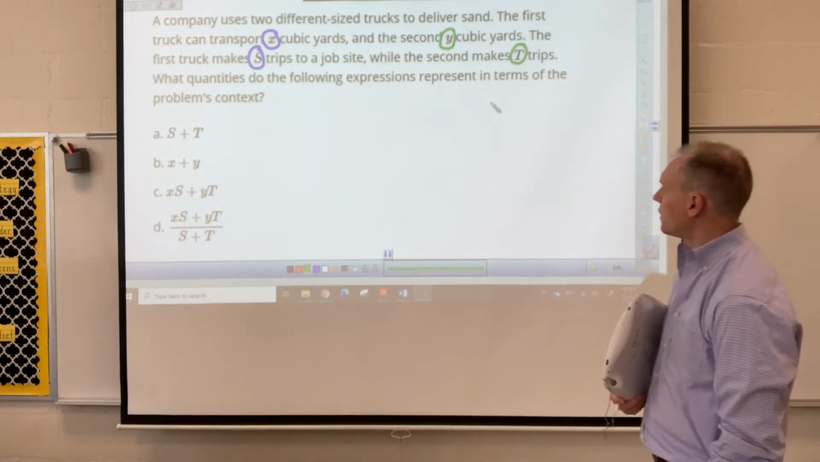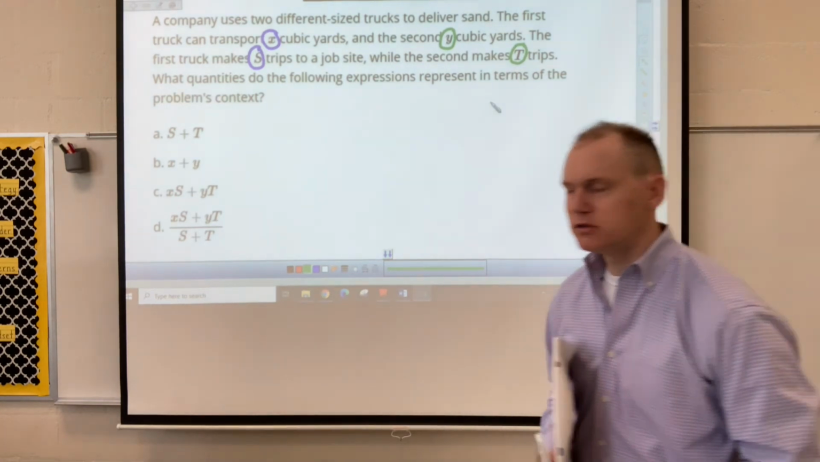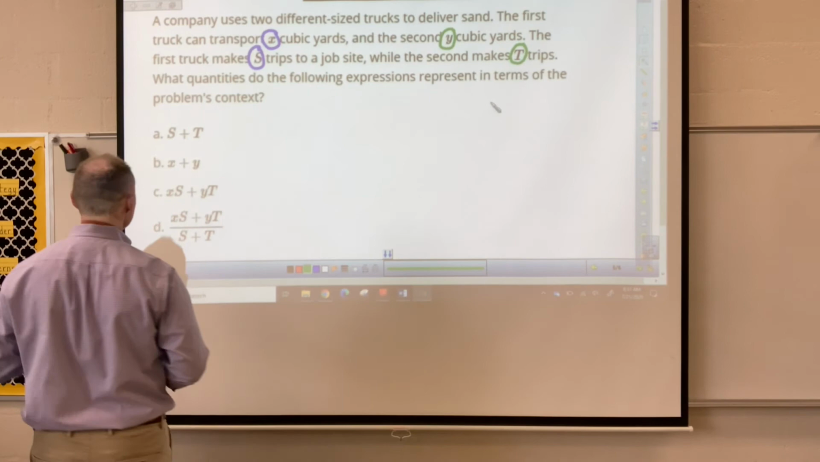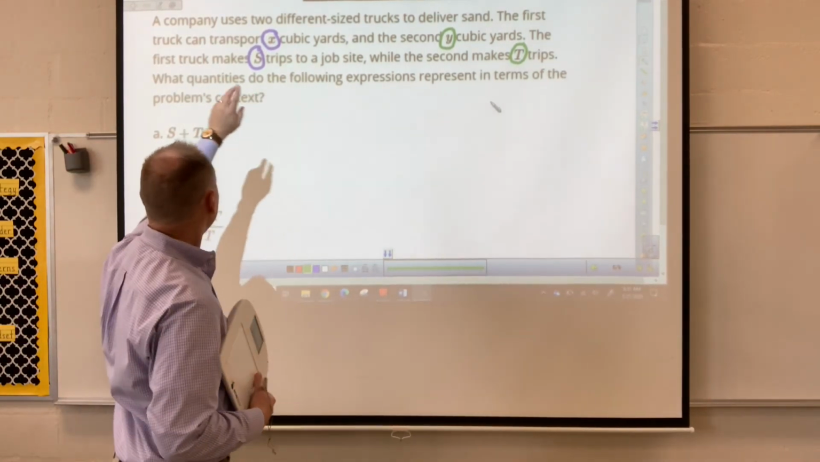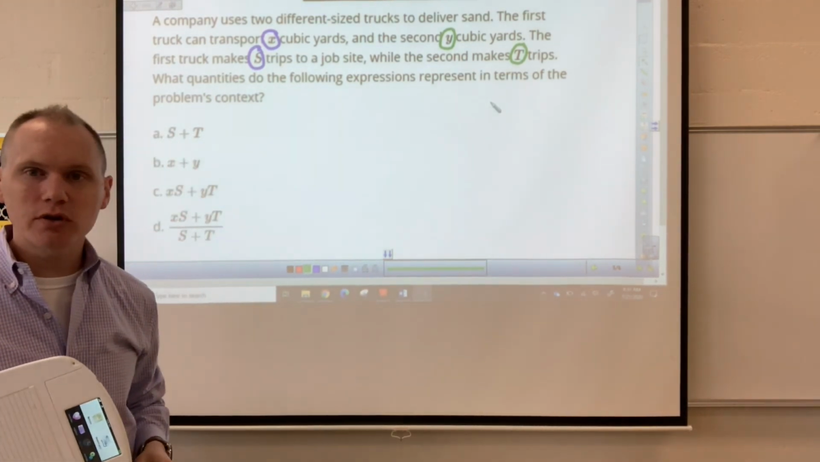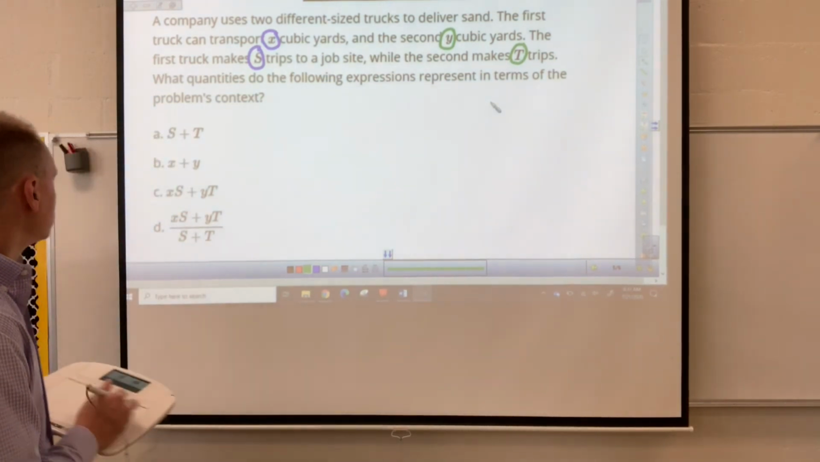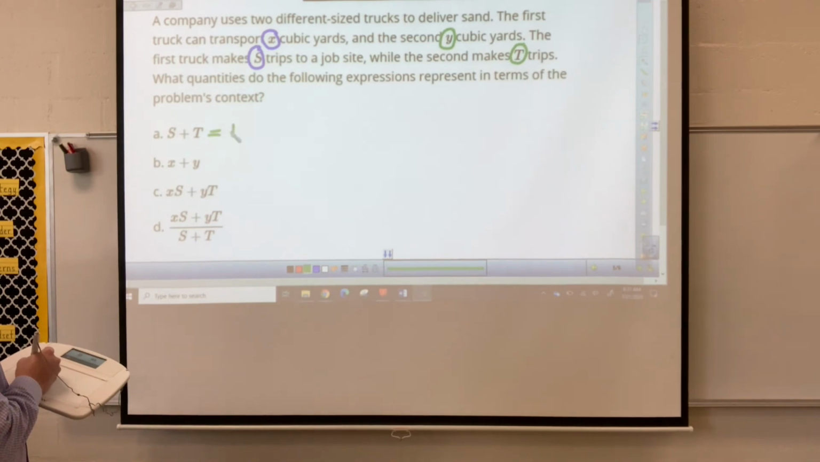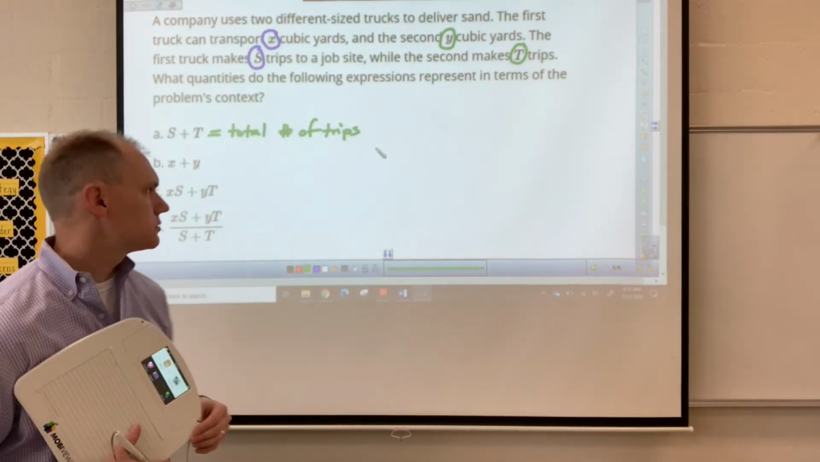What quantities do the following expressions represent in terms of the problem's context? So let's go through each one of these and see what we can come up with here. So S plus T. If the first truck makes S trips, the second truck makes T trips, S plus T would be the total number of trips, right? So S plus T is the total number of trips when you're combining both trucks.